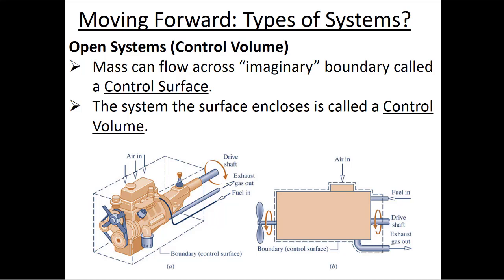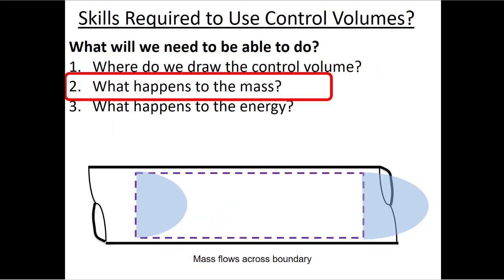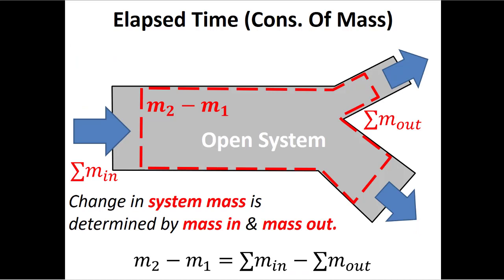We need to know where we draw the boundary for our system, in this case, so what is our control surface that goes around our system, and everything inside that control surface is our control volume. We need to know where to draw the control volume, and then we're trying to figure out what happens to the mass, because we can't figure out what happens to the energy until we've accounted for mass coming into and out of our system.